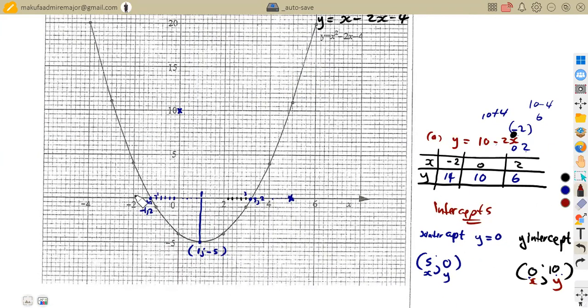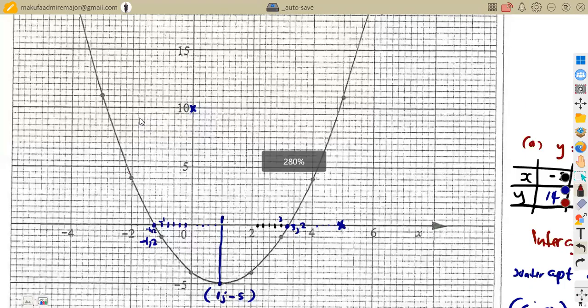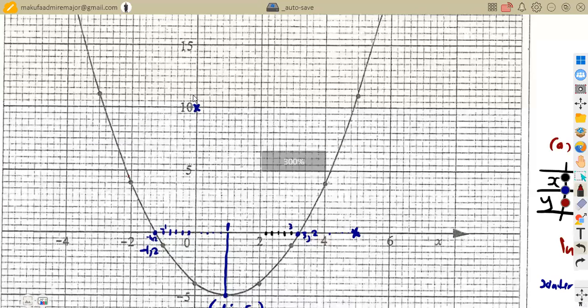-2 versus 14. When x is -2, y is 14. According to this scale, it's 5, 10, 15, meaning each box represents what? That is what you need to understand. Or 1 is represented by how many boxes? 2 boxes represent 1. So this will be 1, 2, after 2 boxes 3, after 2 boxes 4, after 2 boxes 5. So to obtain 14, we just need 1 box from 15, because 2 boxes represent 1.